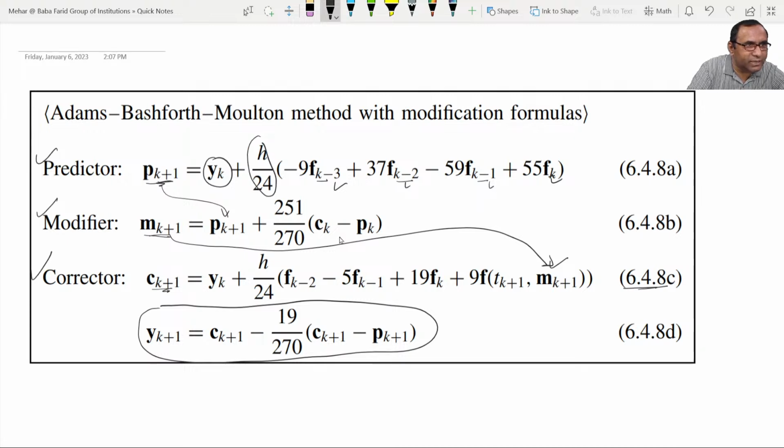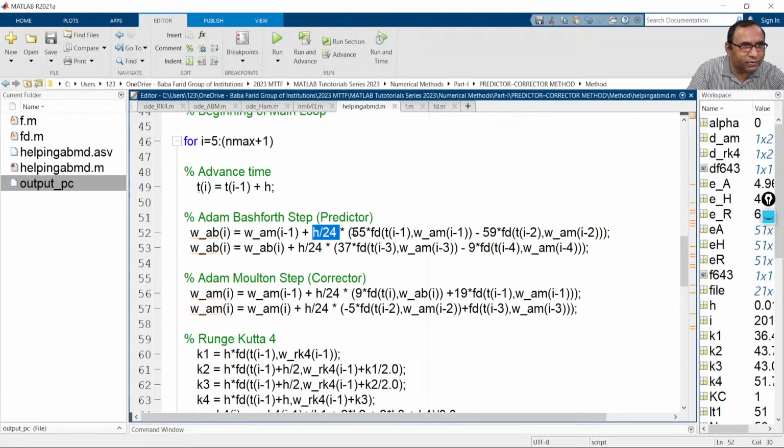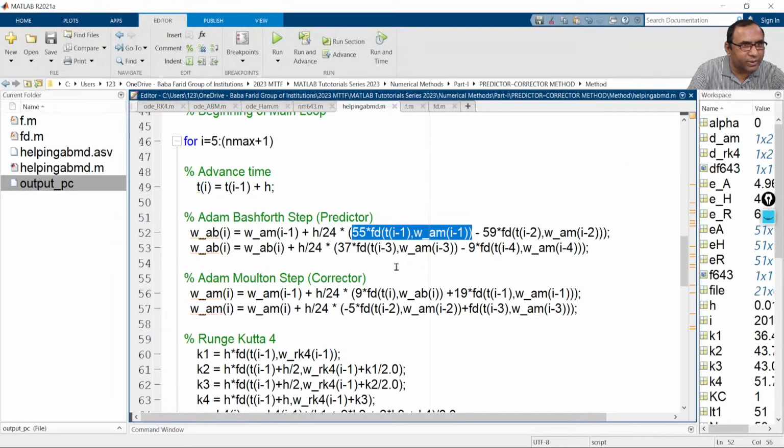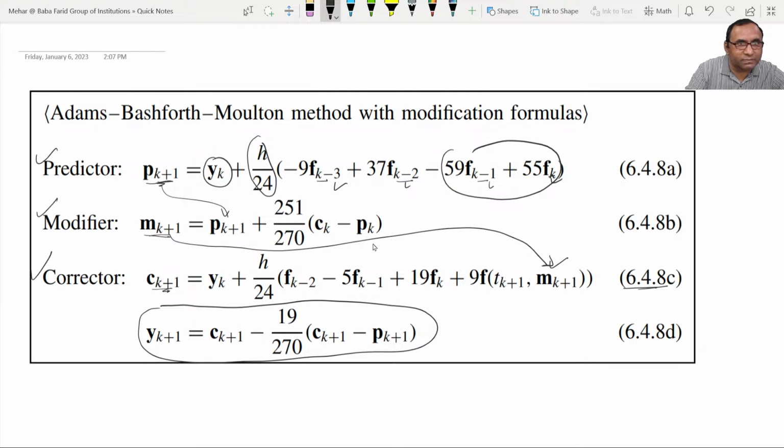See here, this is the h by 24. Then we have 55 up to this one. 55 fd ti minus 1, WAM I minus 1. Okay, see these 2 points. First is 55 FD. Okay, here is 55 FK. F is the function whose approximate solution we are going to find out.